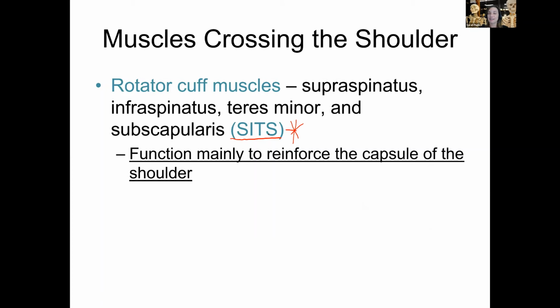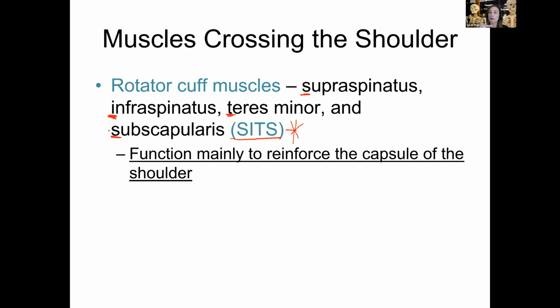SITS, in this case, each of these letters represents the first letter of the muscle. Your shoulder muscles are the SITS muscles because S, supraspinatus, I, infraspinatus, T, teres minor, and S, subscapularis. I know you don't know where these are, but you should know the bone markings. Most of these were named for bone markings.